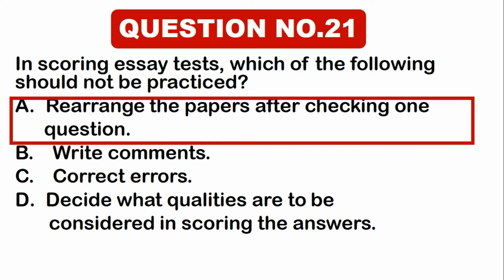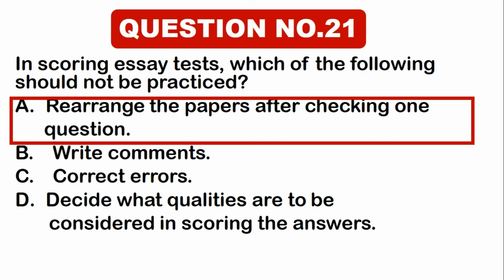Options B, C, and D. B. Write comments. C. Correct errors. And D. Decide what qualities are to be considered in scoring the answers. Options B, C, D are the things that you are encouraged to do when you check essay tests. Option B, write comments. Yes, we write comments. Example, I like your ideas. Or explain this further. This will make the student think that, oh, my teacher has read my essay test.